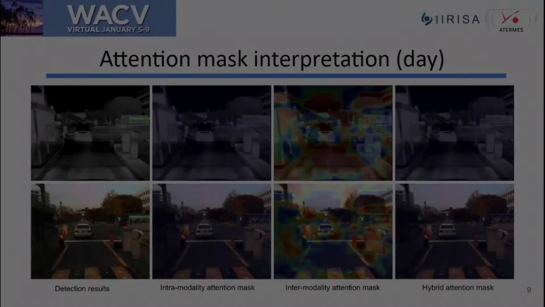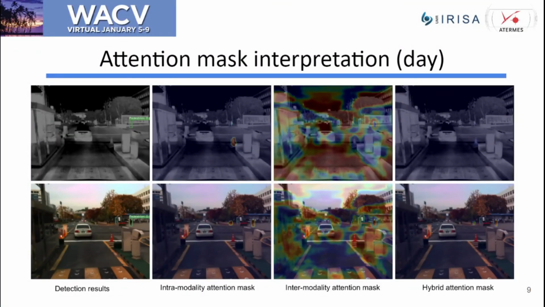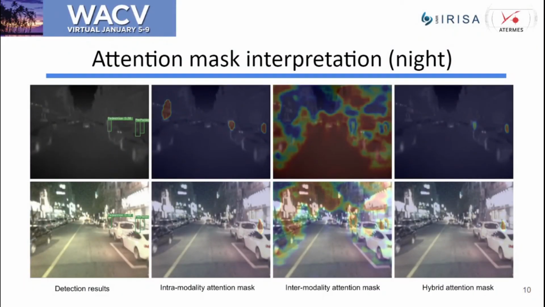We then provide visualization results of intra-modality, inter-modality, and the hybrid attention masks during daytime and nighttime. For inter-modality attention masks, it appears that the guided attentive fusion tends to select visible features on well-lit areas and brightly colored areas, and to select thermal features on dark areas and uniform areas. Note that these attention preferences are automatically learned via our inter-modality attention guidance.